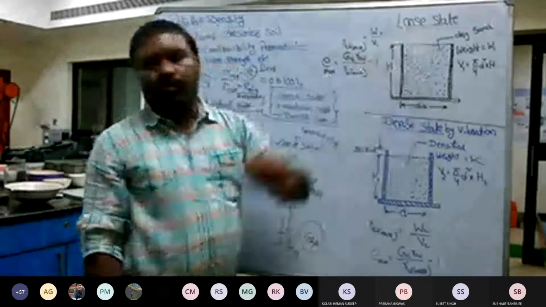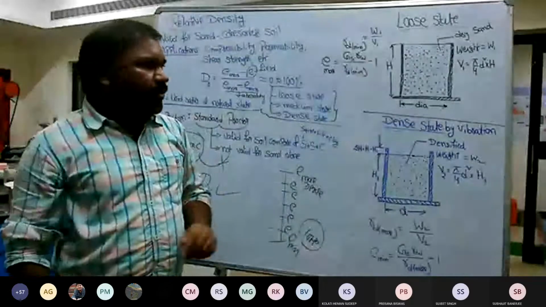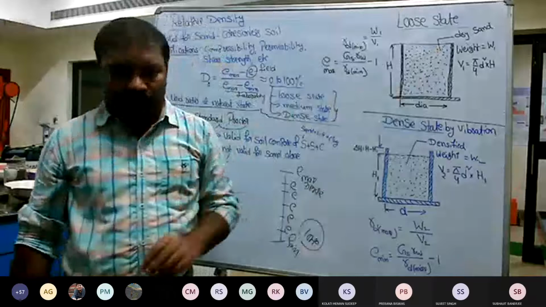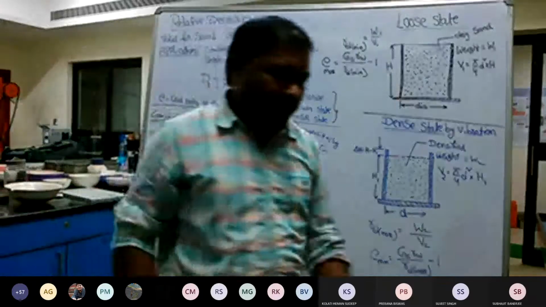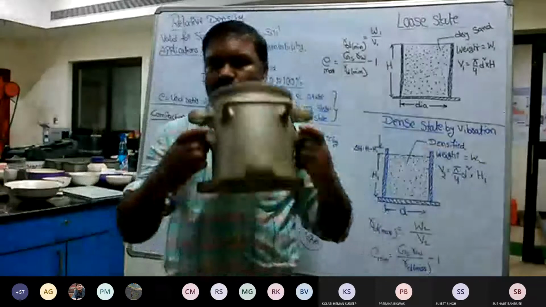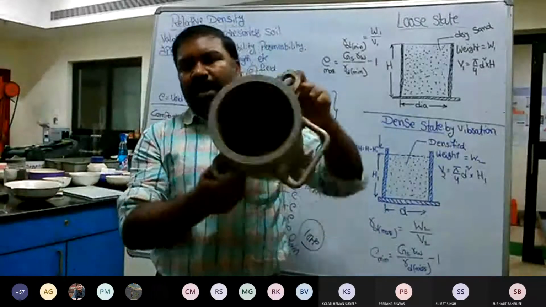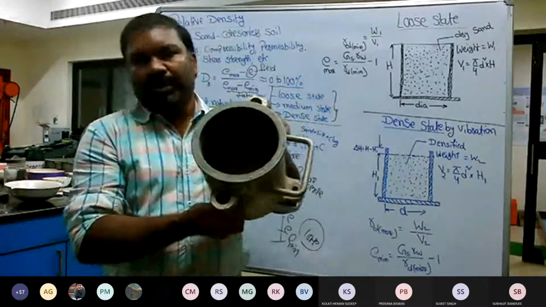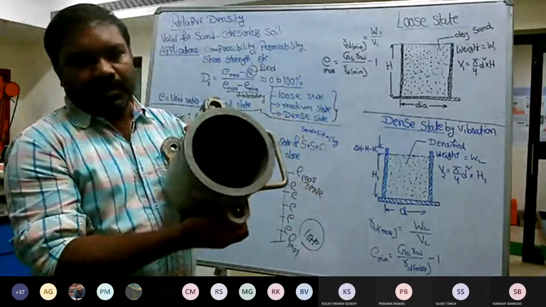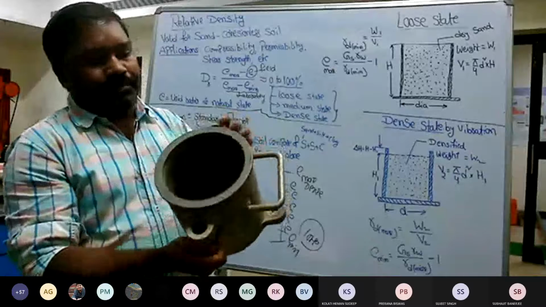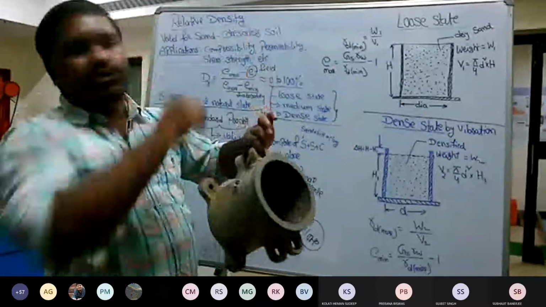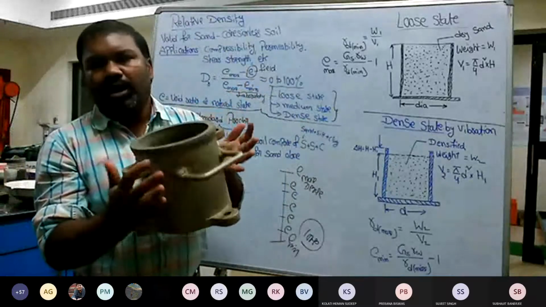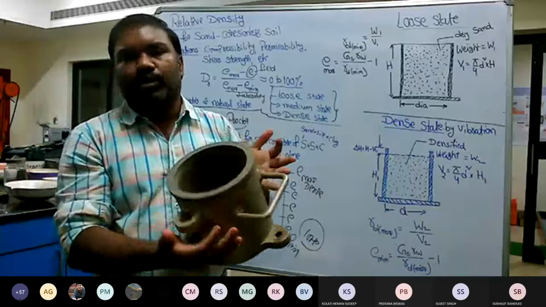To replicate the loose state, I will simply pour the dry sand into the mold. Let me also show you the mold. This is the mold, and you can see inside it has a certain diameter and height. Into this mold you can simply fill your sand, simply fill the sand to the brim, as I showed here. That is the first stage. Only filling to the maximum possible extent of the loose condition.